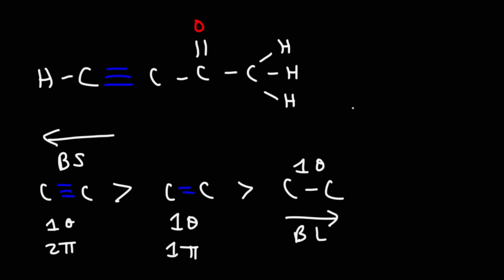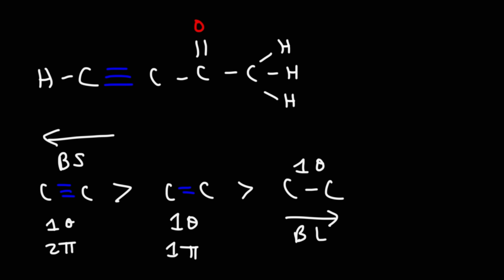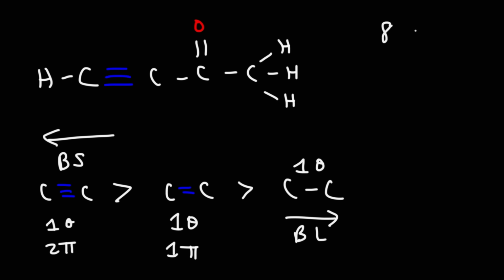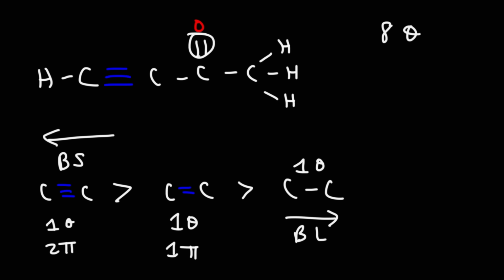With that information, how many sigma and pi bonds are in the structure? To count the sigma bonds, this is going to be 1, 2, 3, 4, 5, 6, 7, 8. Every bond has 1 sigma bond. So we got 8 sigma bonds. How many pi bonds are in this structure? What would you say? The double bond has 1 pi bond, the triple bond has 2, so we have a total of 3 pi bonds.